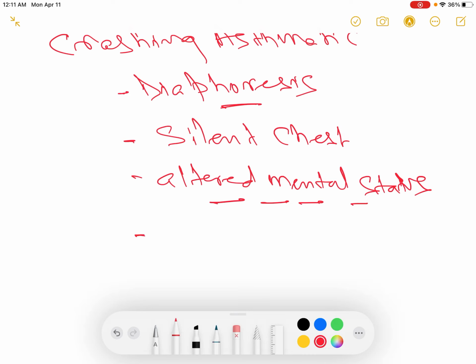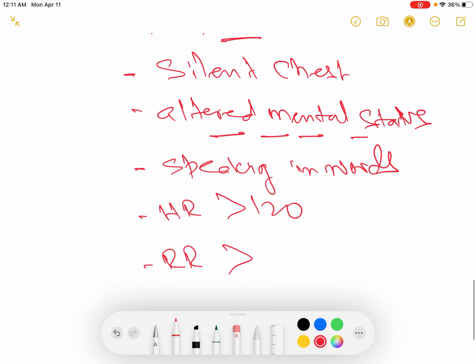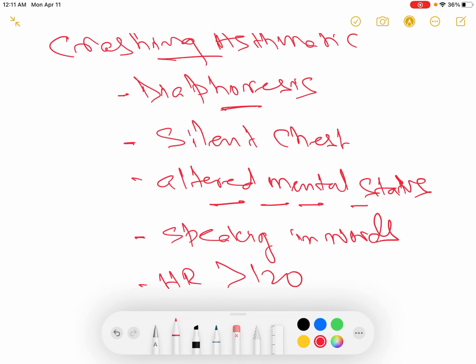If they cannot speak in full sentences, and speak only in words, that's a sign of a crashing asthmatic. A heart rate of more than 120. Remember, tachycardia is more than 100. But if the heart rate goes above 120, that's a sign of a crashing asthmatic. If the respiratory rate goes more than 30, these are signs of a crashing asthmatic. Interestingly, though, roughly 50% of crashing asthmatics may not have any of these signs. Just so you know, it's very unfortunate. But if any asthmatic patient has any of these symptoms, be very alarmed and careful, because these patients may be at risk for respiratory failure.